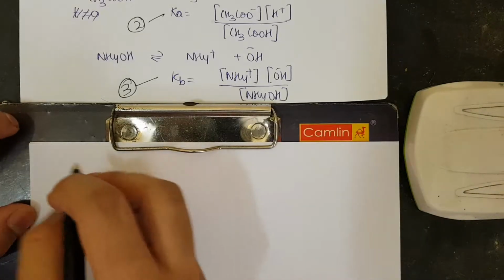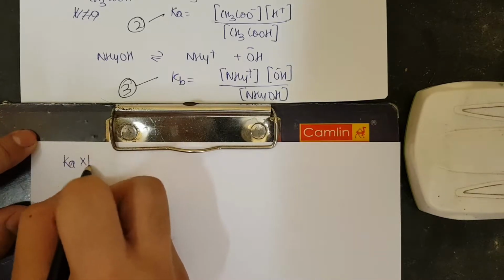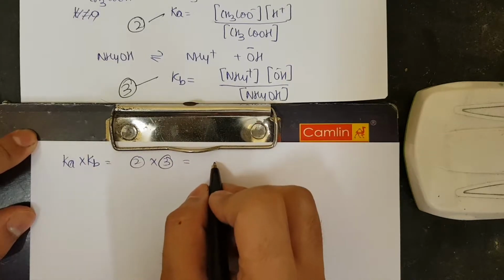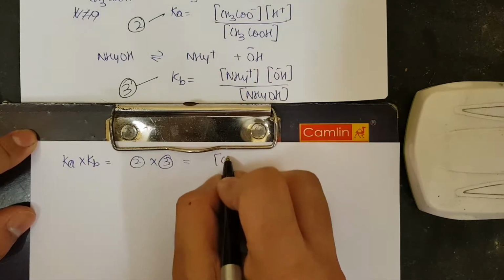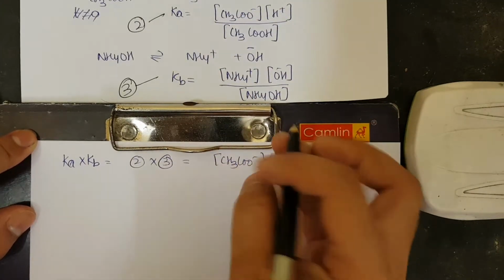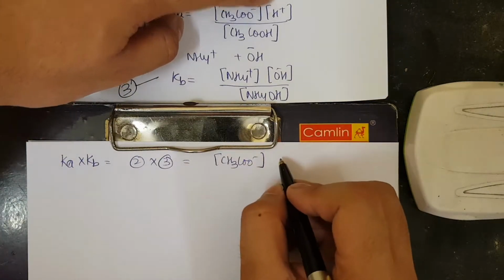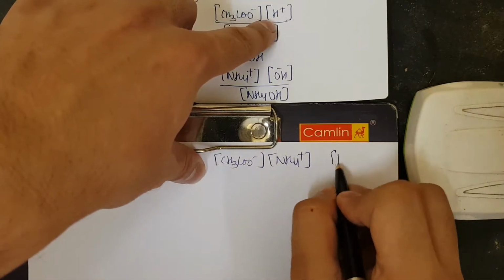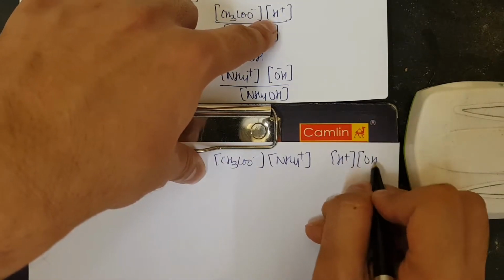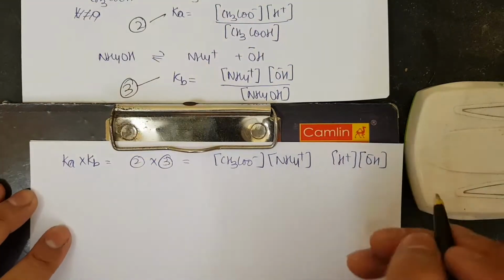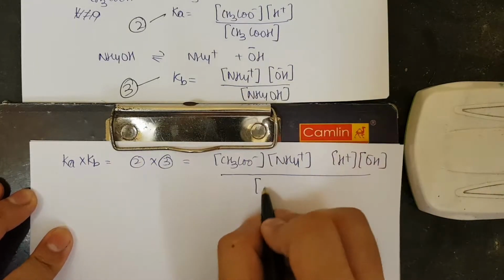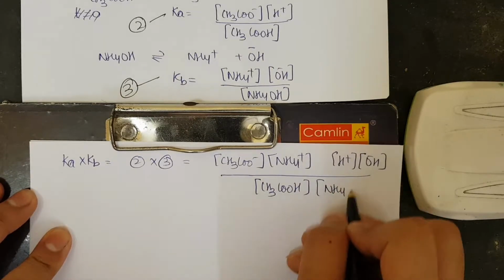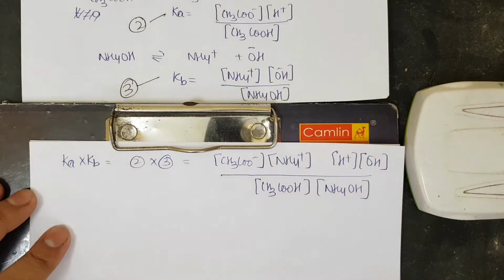Let us try to find the product of Ka into Kb, that is equation number 2 into equation number 3. So that is basically equal to CH3COO minus into H plus, that I would write later, into NH4 plus into H plus into OH minus. Okay, I hope it is clear. Whole upon we get CH3COOH into NH4OH. So this has been mentioned to you.